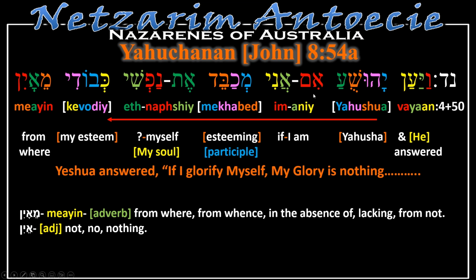Yahushua, or Yahusha, im, if, ani, I am, mekabed, esteeming. Why is it esteeming? The mem makes it a participle. So, if I am esteeming, et, grammar mark, nafshi, myself or my soul, kevodi, my esteem, me'ayin, from where? Now, if we look down here, me'ayin as an adverb can mean from where, from whence, in the absence of, lacking, from not. Of course, part of it is ayin, which as an adjective means not, no, nothing. So the translation is, Yeshua answered, if I glorify myself, my glory is nothing. And you can sort of understand why they might say from nothing or from not.